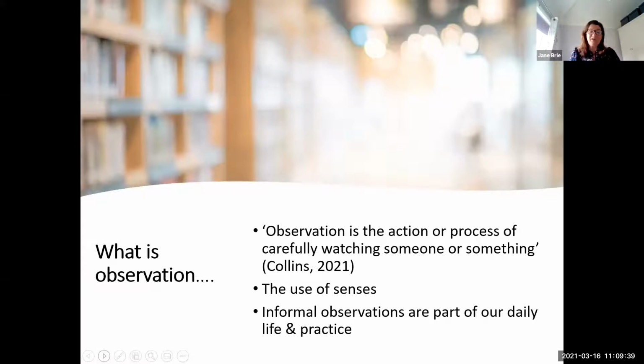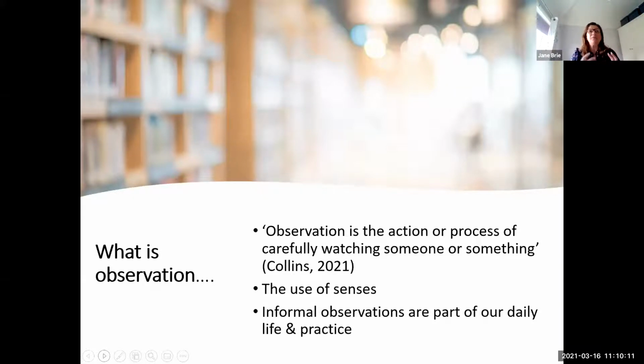The things we observe, if we think about what we do every day, what you're doing now, what you've done this morning, all involved observations as such, not formal, not planned, maybe not highly reflected on or thought about, but every day we are making observations: things we see, things we hear, things we smell, things we touch. So that's a sort of general overview. But as I say, that word carefully is what we're going to hone in on a little bit more today.